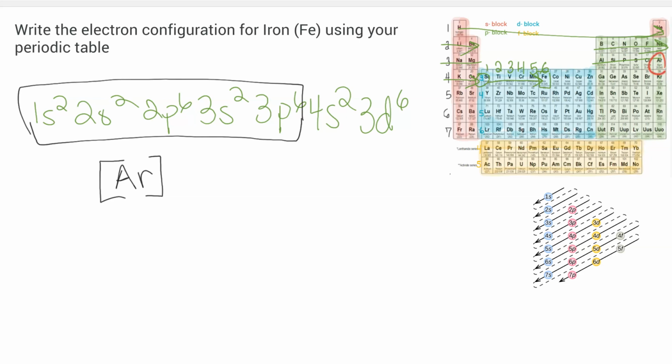So after argon, we have 4s2, and then we have 3d6. So we can just write that remaining piece and shorten this a whole lot more. So 4s2, and then 3d6. And so this is what we call the noble gas notation.